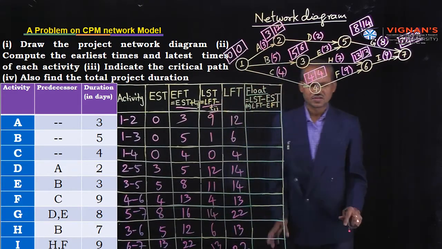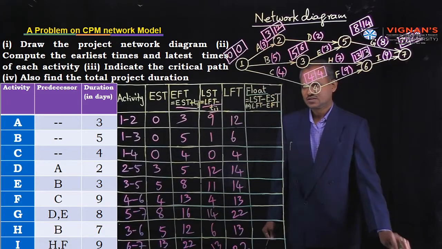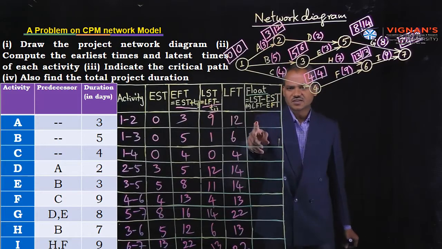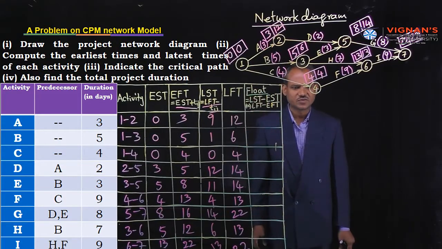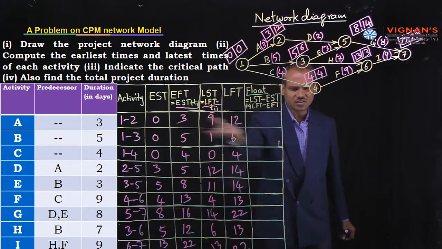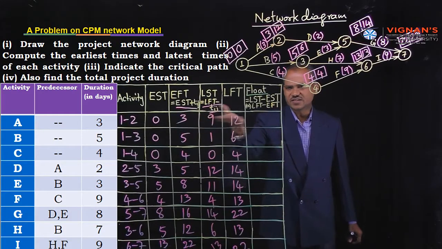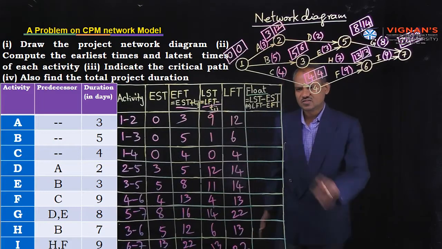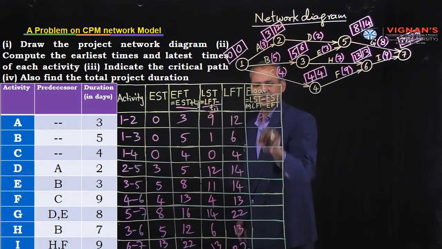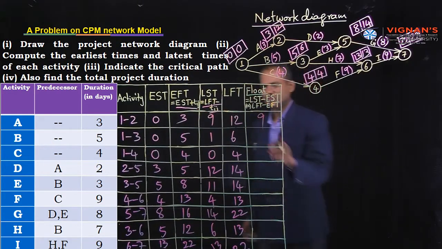Okay, like this we have calculated all the LST values. Now calculate the last value, that means float. Float is nothing but the LST minus EST or LFT minus EFT. We know all the values, LST, LFT, everything, so simply substitute. First observe in both ways. LST minus EST, 9 minus 0 is equal to 12 minus 3 is equal to 9. Okay, cross checked in both ways.